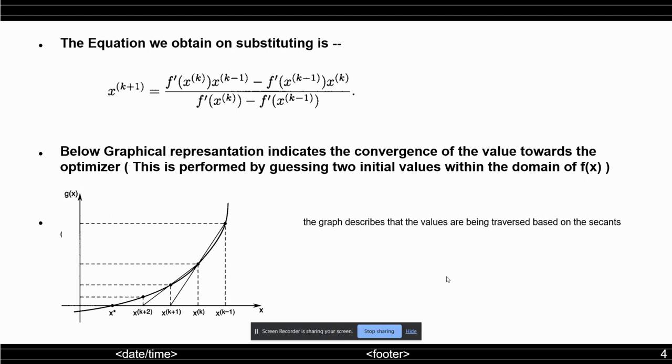The graphical representation below indicates the convergence of the value towards the optimizer. This is performed by guessing two initial values within the domain of f of x. By observing the graph, we can say that the secant joining the two points, x of k minus 1 and x of k, gives the value of x of k plus 1. That is, it is converging towards the optimizer.